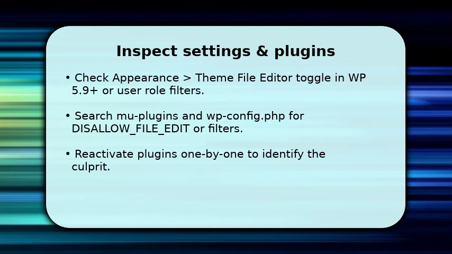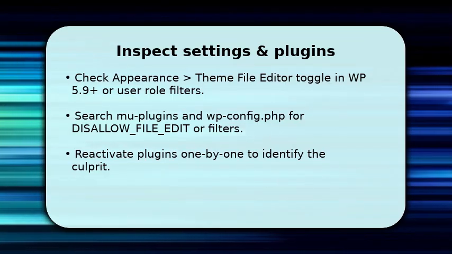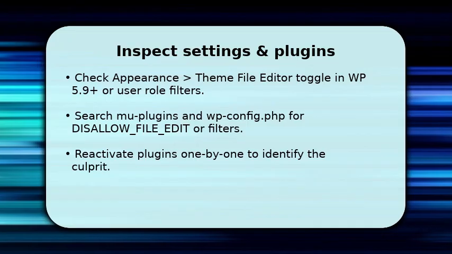You now inspect core and config settings to find the block. First, look in Appearance for the Theme File Editor toggle introduced in recent WP versions. Make sure it's enabled. Then open wp-config.php and mu-plugins to search for DISALLOW_FILE_EDIT or code snippets that remove the editor via remove_menu_page or filters. These often come from security packages.